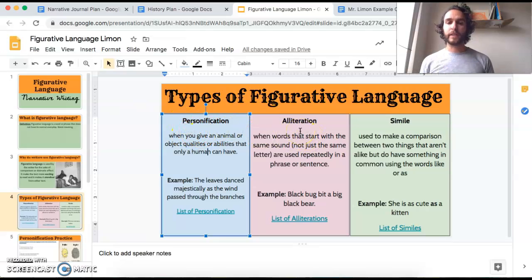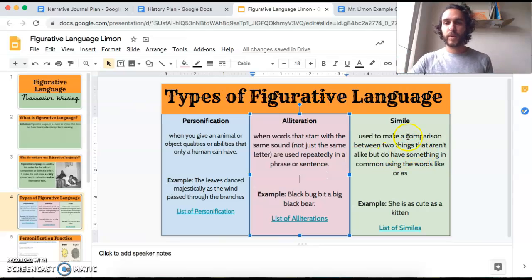Number 2, we have alliteration. So alliteration is when words that start with the same sound, not just the same letter, but the same sound, are used repeatedly in a phrase or sentence. So the example here is: black bug bit a big black bear. A lot of boo sounds. So black, bug, bit. I'm not going to keep going, but you understand there's a lot of B's and a lot of boo sounds. So that would be alliteration.